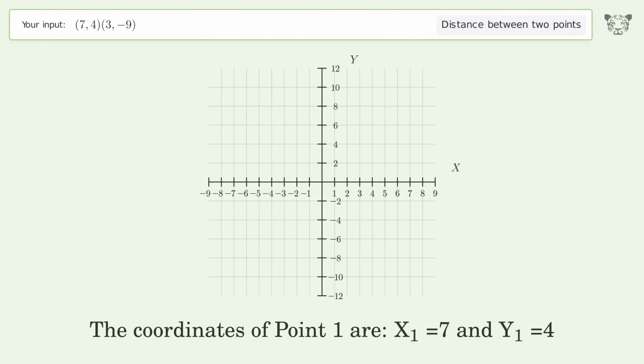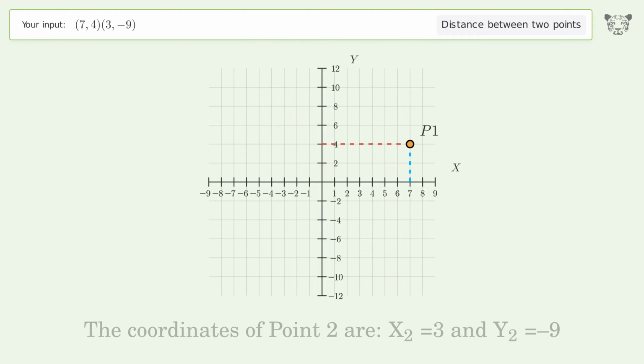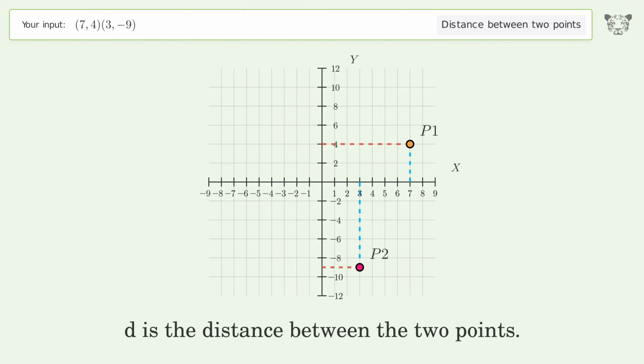The coordinates of point 1 are, x1 equals 7 and y1 equals 4. The coordinates of point 2 are, x2 equals 3 and y2 equals -9. D is the distance between the 2 points.